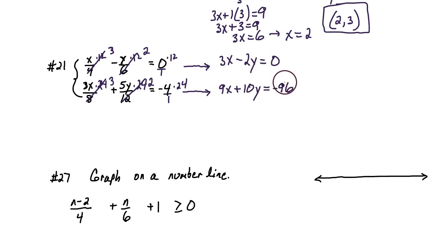We can use substitution or combination. I'm going to use combination. This has a positive 10y. If this was negative 10y, it would be the opposite of the positive 10y. So let's turn that first equation into something with a negative 10y. We would need to times by 5. 3x times 5 is 15x. Negative 2y times 5 is negative 10y. And 0 times 5 is still 0. Let's keep this one the same.